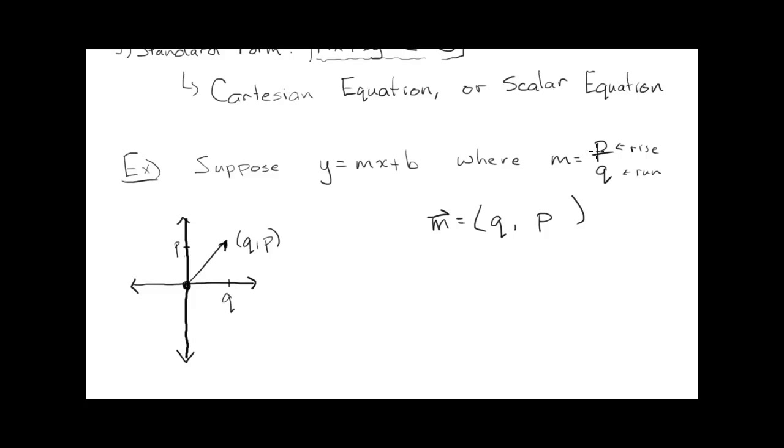Okay, so that's how you connect the slope to the direction vector. It's just the rise is your y coordinate, and the run is your x coordinate. Very simple. You might have even recognized that from the last unit. That might have just been a quick review.